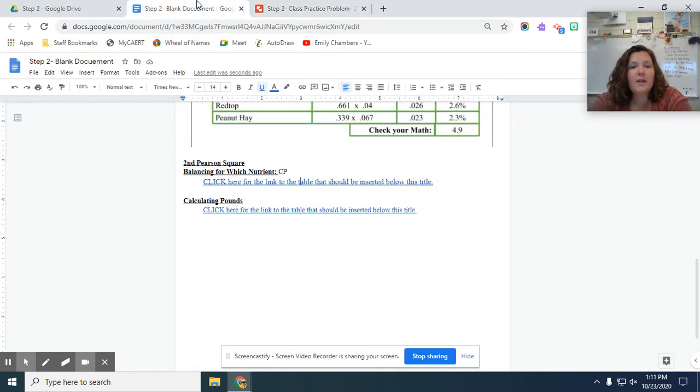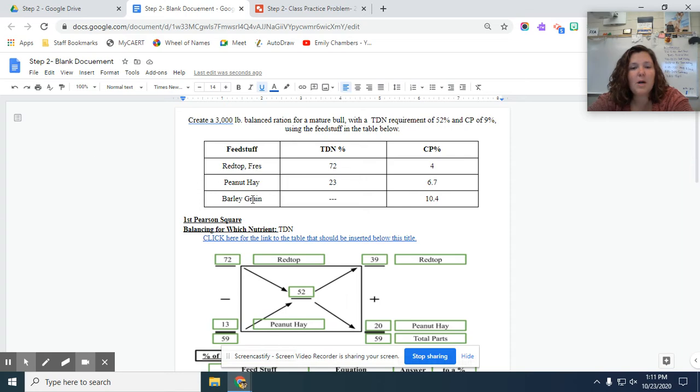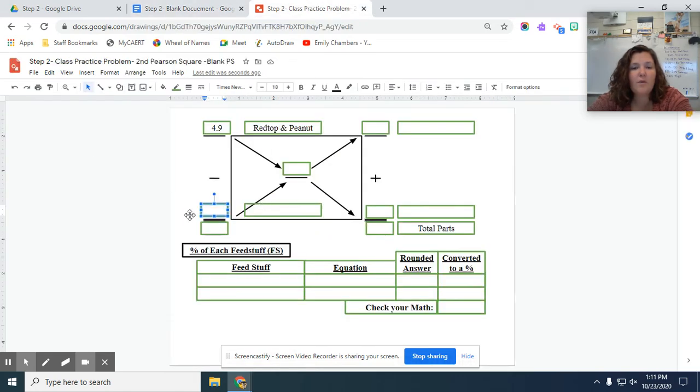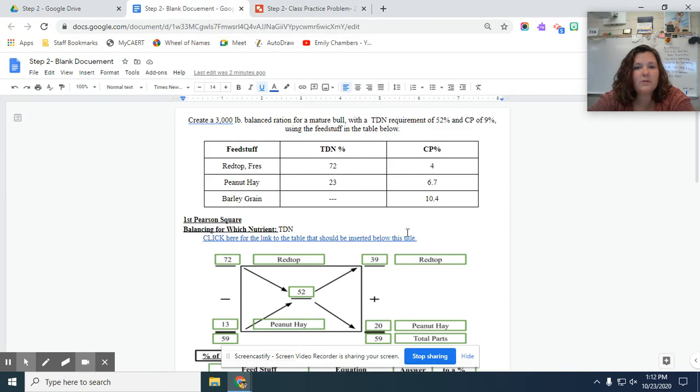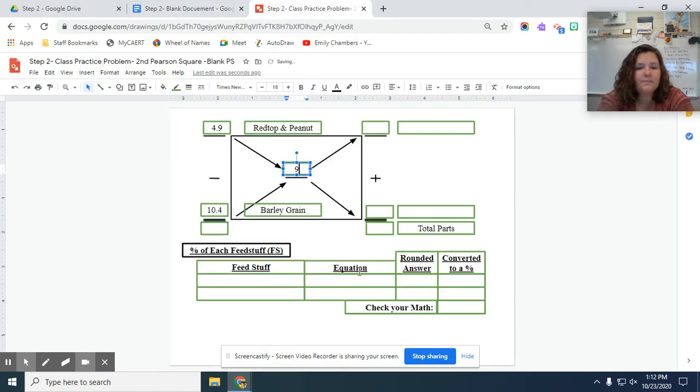Now this is where that third ingredient is going to come from. Barley grain is what we're using, and it has a 10.4. 10.4 is going to go right here, and it's a barley grain. Then we're going to do the Pearson square just like we did before. Crude protein requirement goes in the middle. That's 9. And we're going to do the math across the angles. So 10.4 minus our 9 is going to be 1.4, and this is going to be our number for red top and peanut.